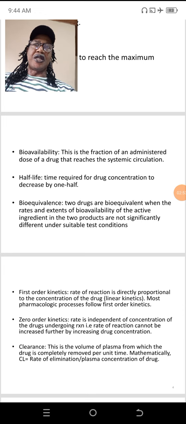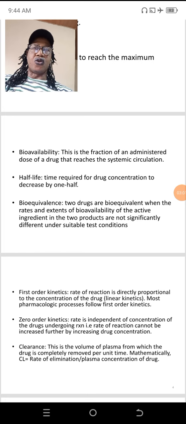Differences in bioavailability between different formulations of a particular drug can have clinical significance. Therefore, it is important to know whether drug formulations are equivalent. It is particularly important when switching from a generic drug to a brand name drug.